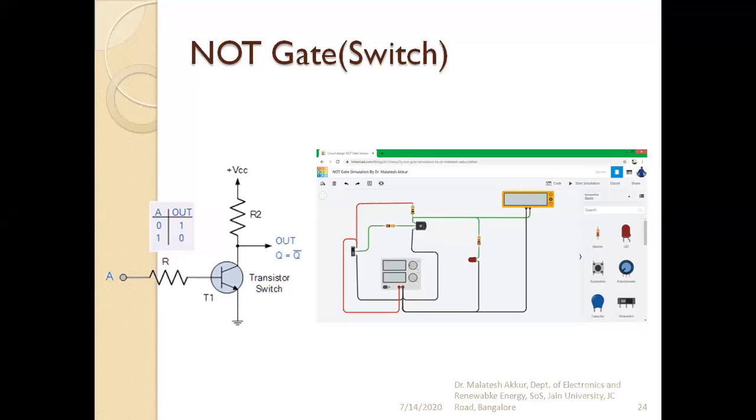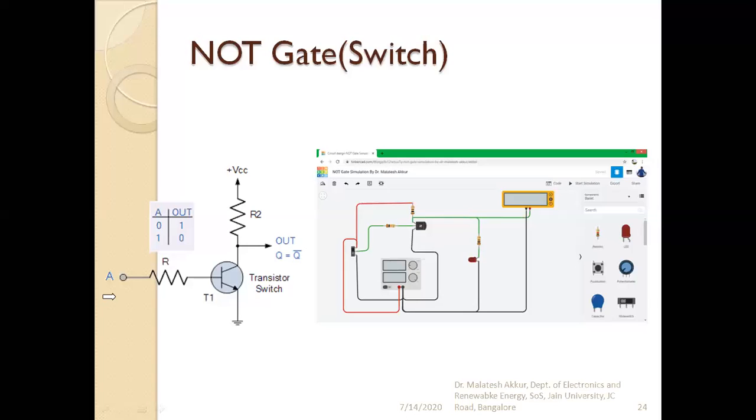So the voltage at A must be more than 0.7 volt. But here we will not apply any voltage other than 0 or 5 volts. So if A is 0 volts, it will not be forward biased. So the transistor will be in cutoff. So it won't conduct at all.